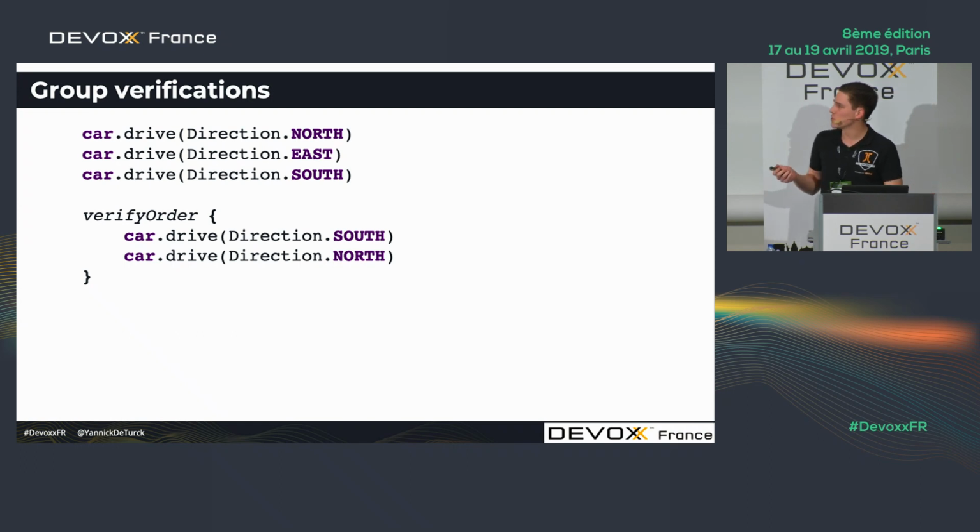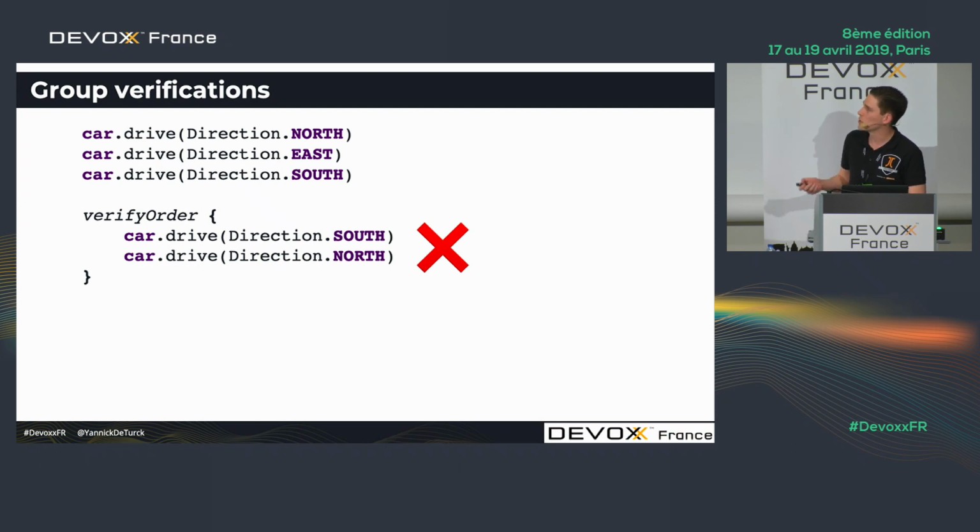So in this case, we are verifying 2 calls right here. We are verifying whether we first drove south and then we drove north. Obviously this isn't going to pass, so this will fail because we first drove north and then we drove south. And you might also remark, what about this direction east that we have driven?